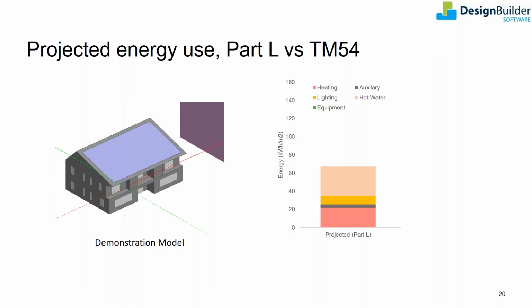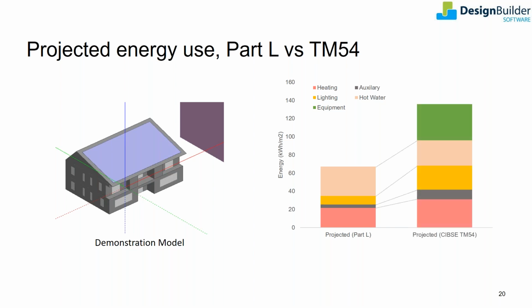This is the energy use projection from the Part L calculation of this demonstration model, which we saw earlier in the webinar. Now, if we compare it with the simulation results, which we just saw, we can see that the energy use projection calculated in accordance with TM54 guidelines with the building specific modeling inputs highlights the conservative estimates of the Part L results for this demonstration building, thus emphasizing the need for realistic baseline modeling and not interpreting compliance results as performance projections.